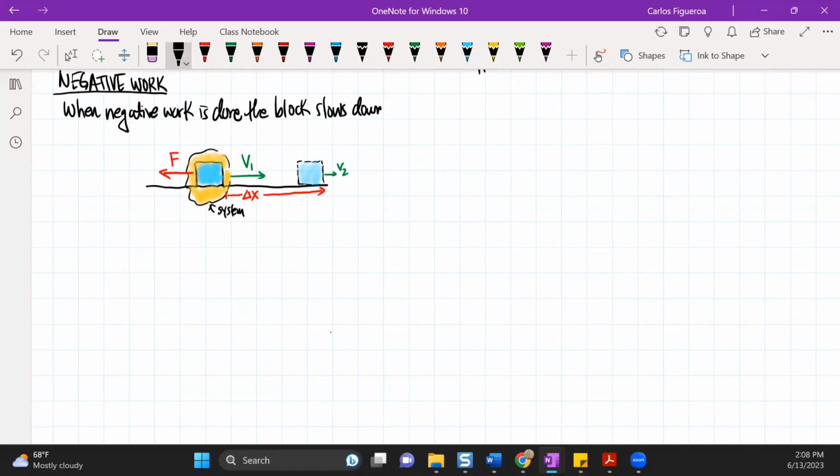So then if I look at the dot product, the work-energy theorem shows here that I'm going to get a minus sign, because the force and the displacement are in opposite directions. Since this is equal to the change in kinetic energy, this is negative.